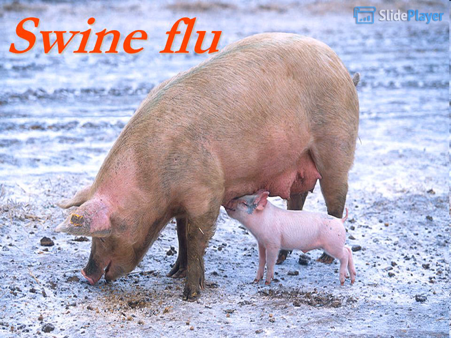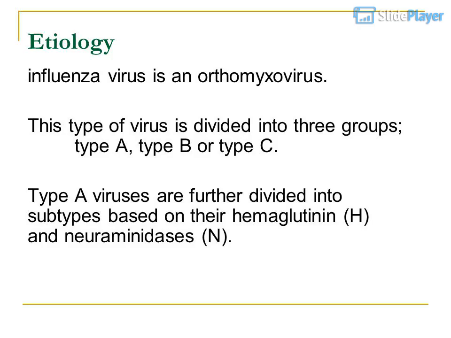Swine flu. Etiology: influenza virus is an orthomyxovirus. This type of virus is divided into three groups: Type A, Type B or Type C. Type A viruses are further divided into subtypes based on their hemagglutinin, H, and neuraminidase, N.